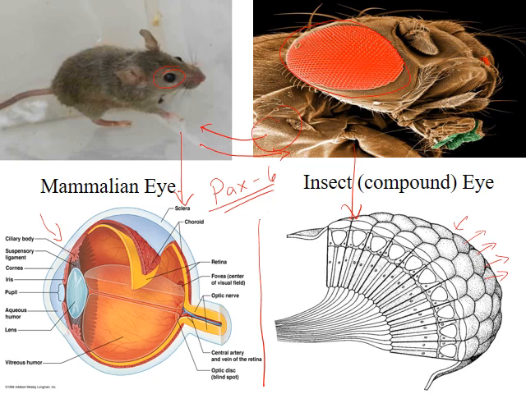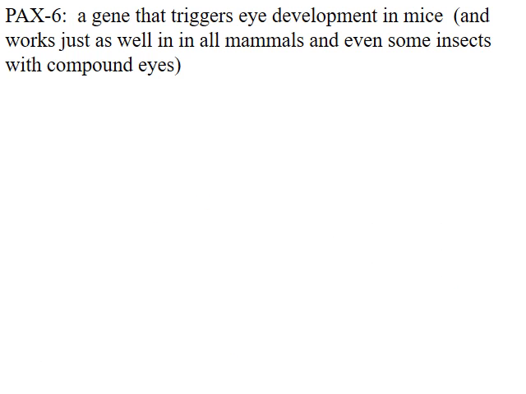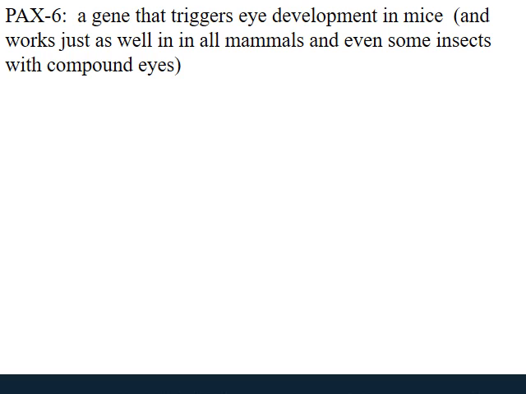But the same gene, PAX6, actually triggers the development of the eye in both mammals and in insects, thus leading to more evidence for evolution, for common origin of that gene, PAX6. And it is a very crucial gene we found out in almost all animal species. So the PAX6 gene triggers eye development in mice and works just as well in all mammals. They've actually changed it between mammal species as well, and it worked fine, and in some insects.